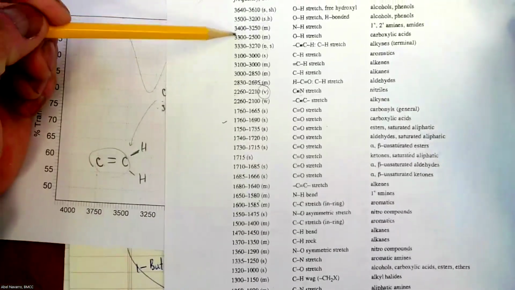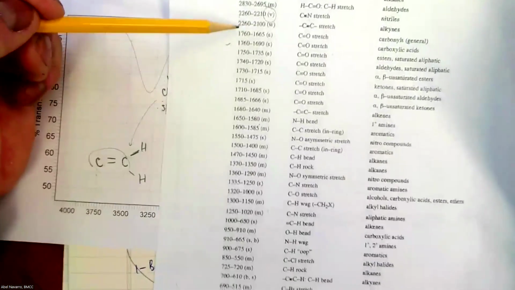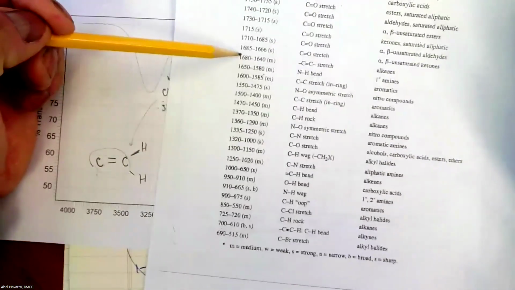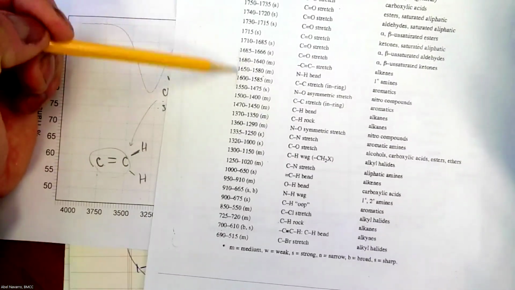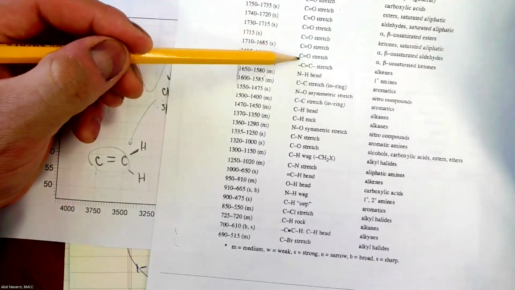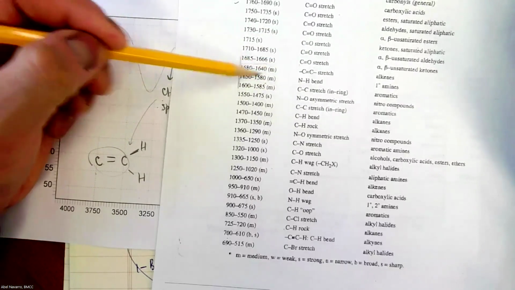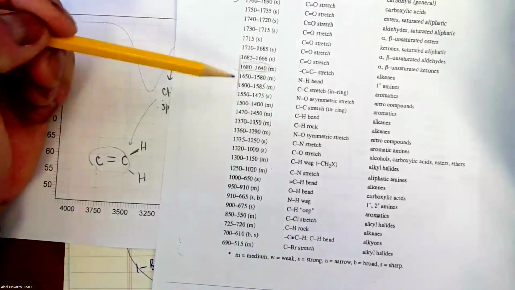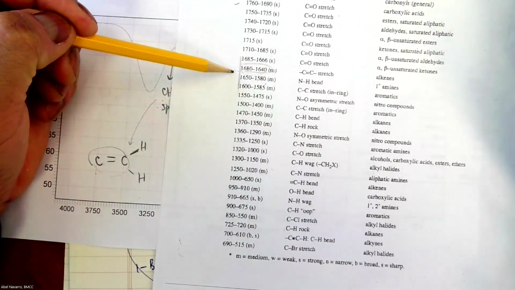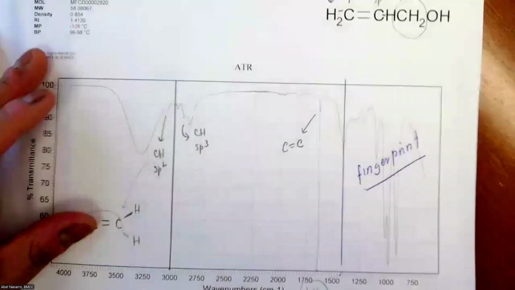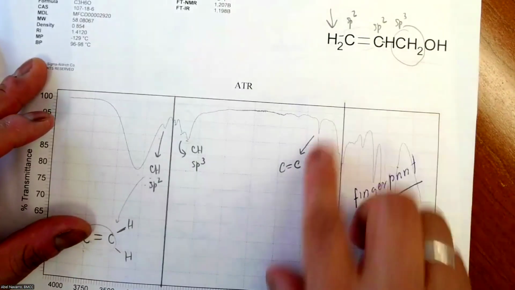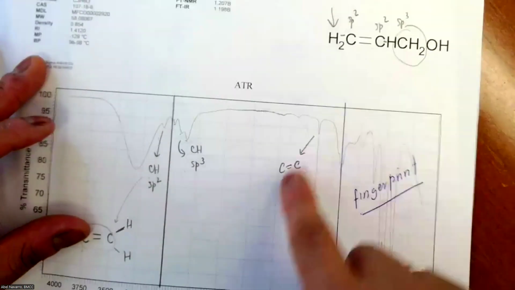So how do you know that that's a C double C? Because that's what I see from the reference table. The reference table is organized by wave number. So we're in the 1600 domain. Who is in the 1600? All these guys. C double O? No. C double C is the one. So that's where you see the C double C stretch, which is for alkenes. Do I have an alkene here? Yes, my molecule has an alkene, so I see the C double C right there.